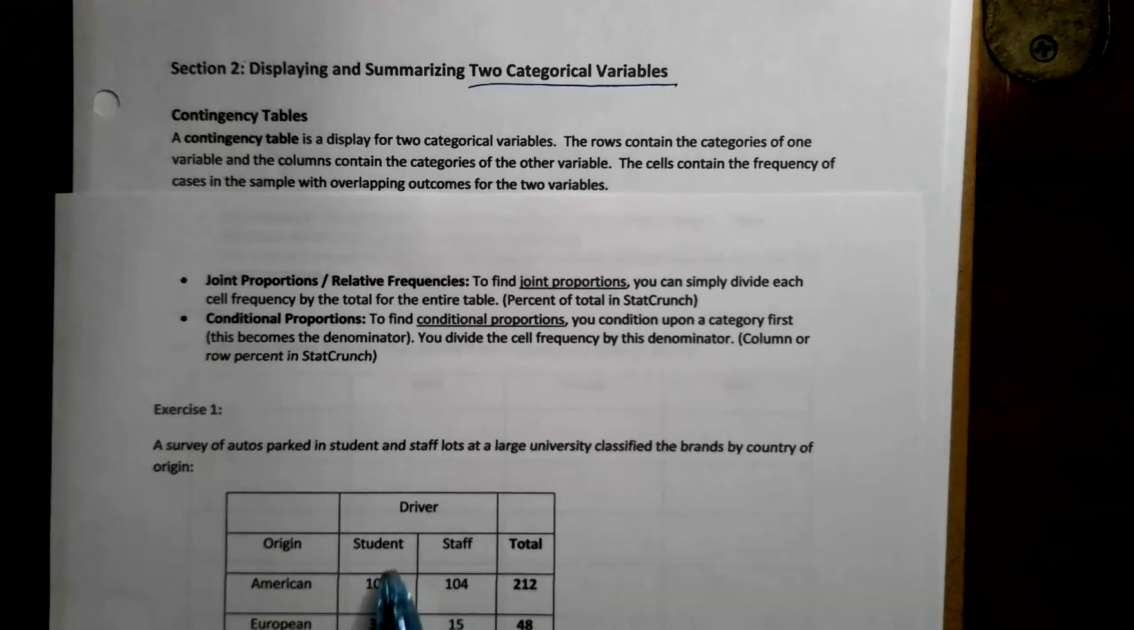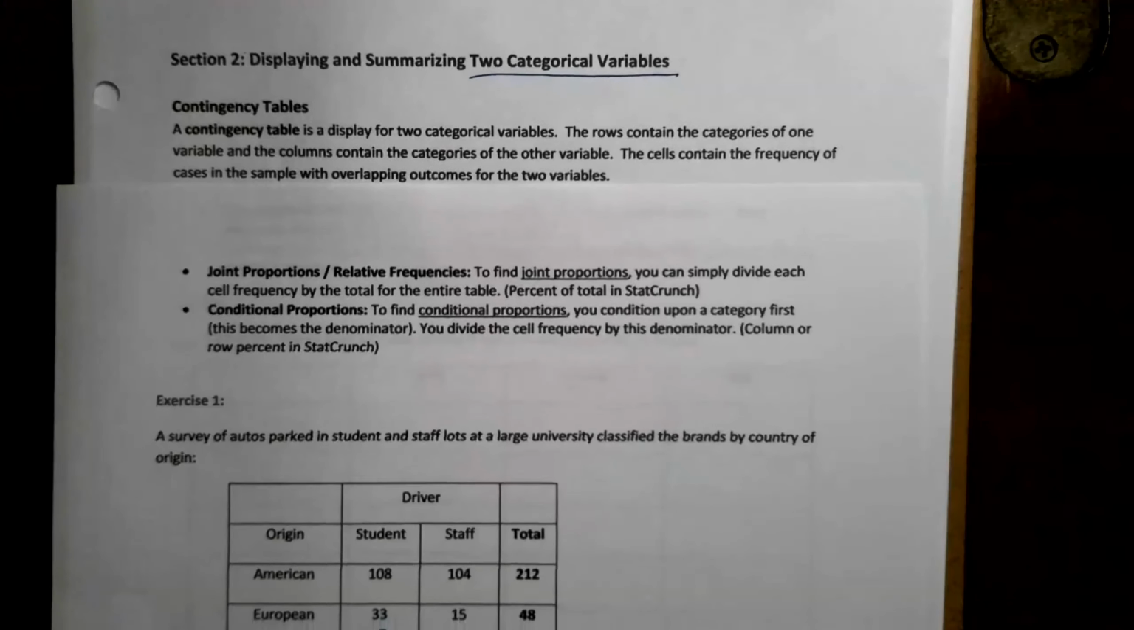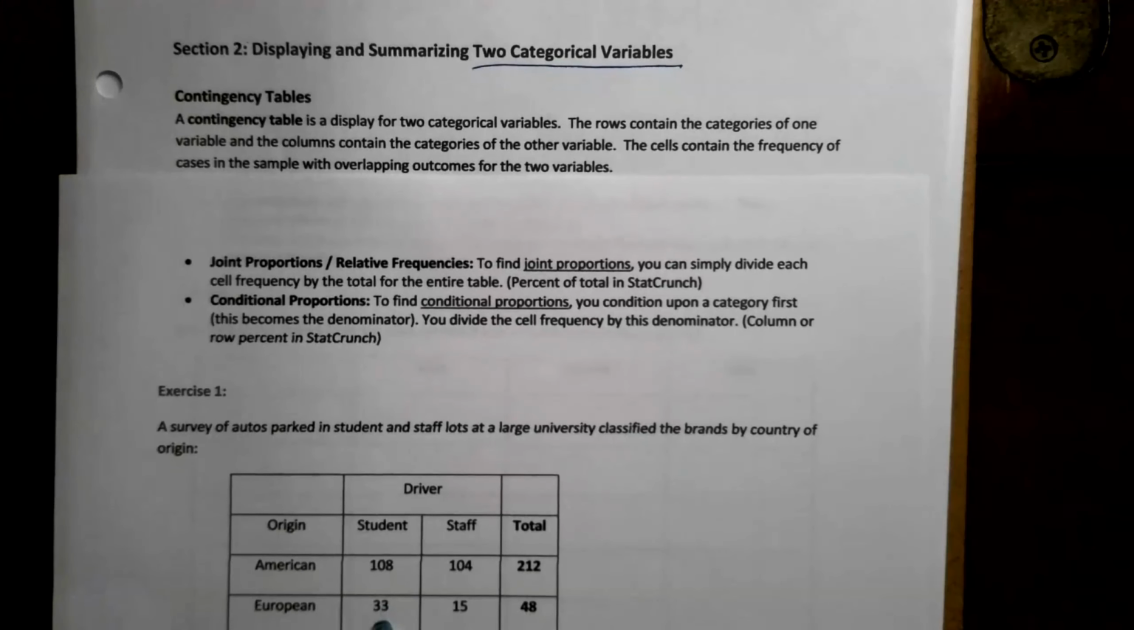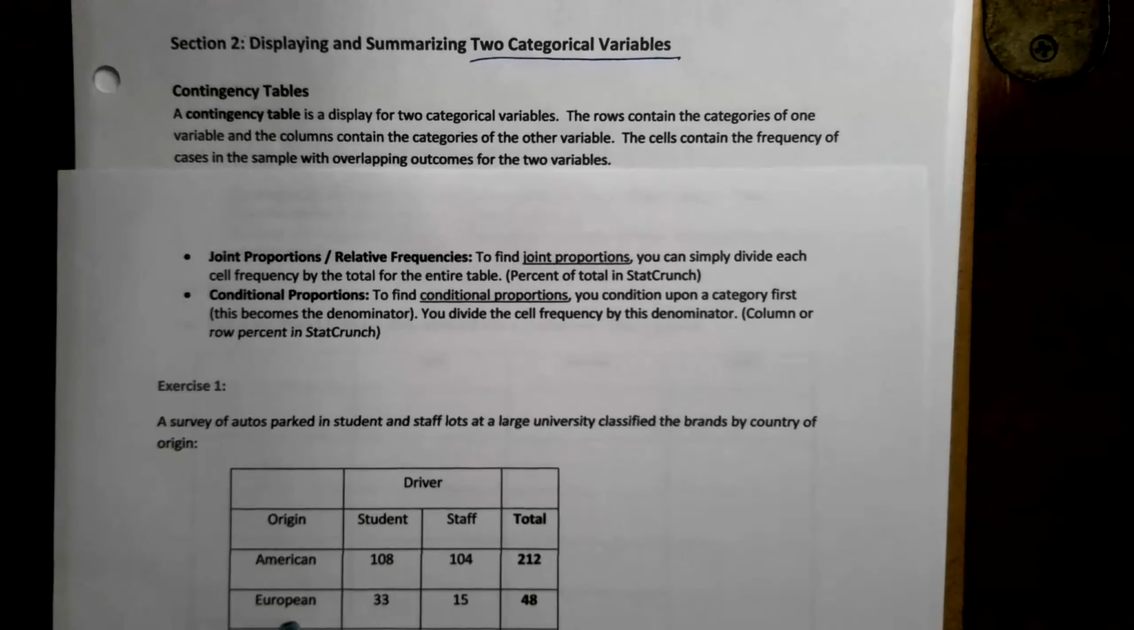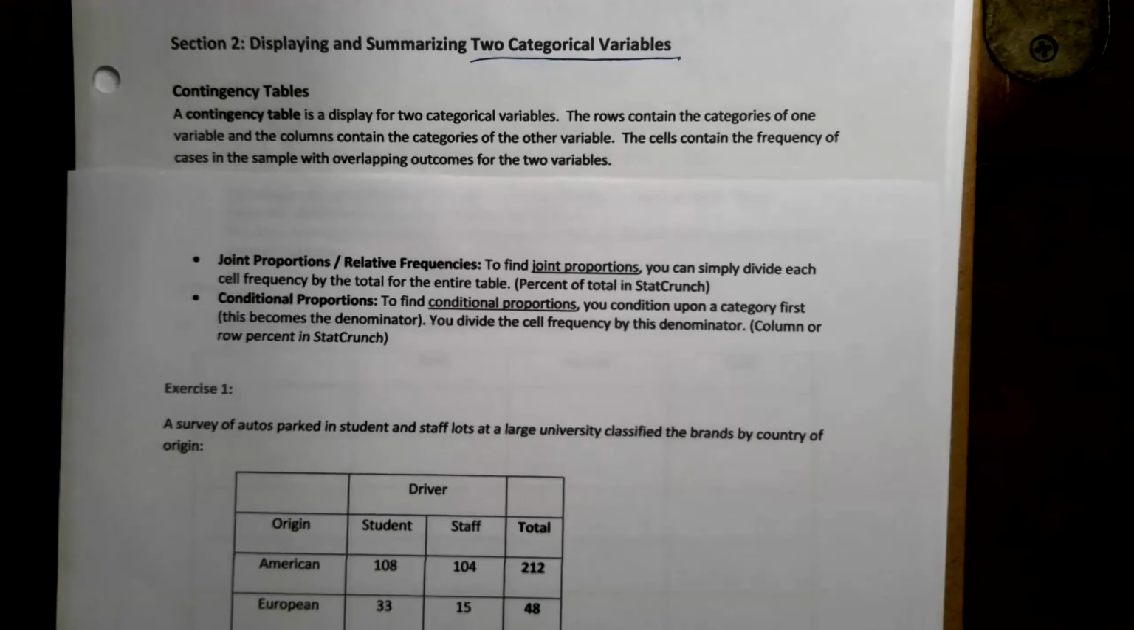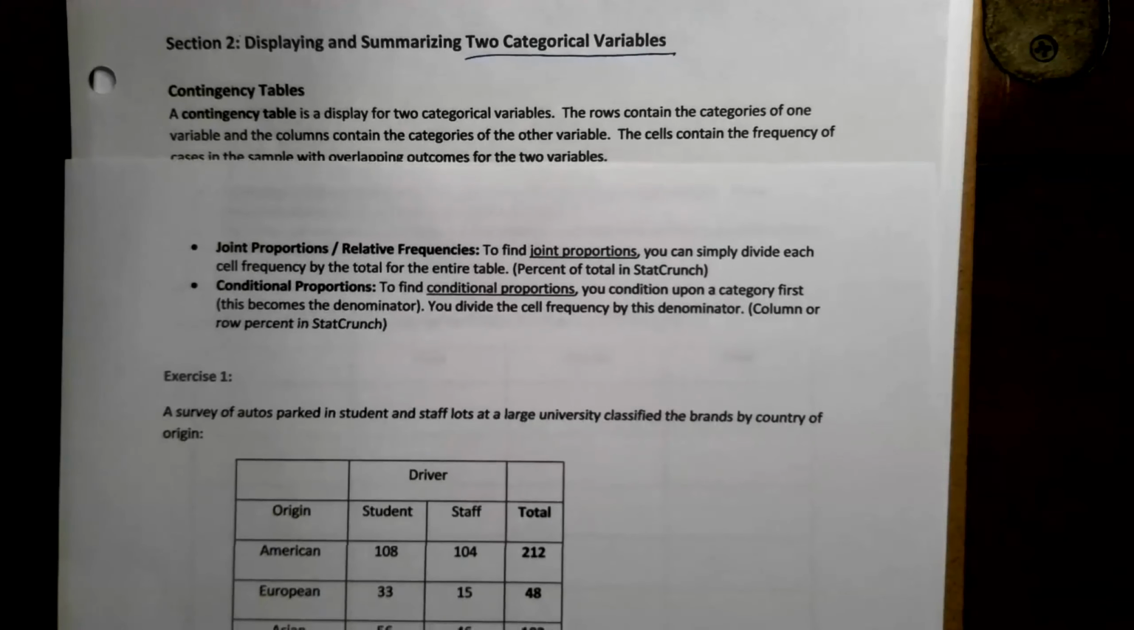If it's driven by a student and a European, then we're looking at the frequency of 33. If we're just looking at all European cars and we don't care if it's a student or staff, then the total of those cars would be 48.